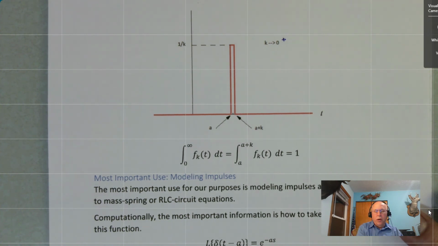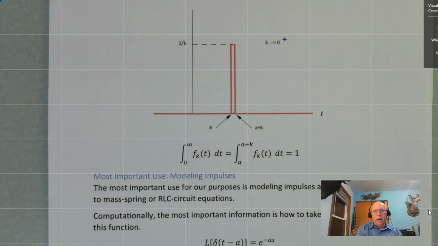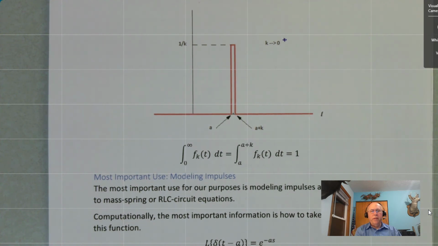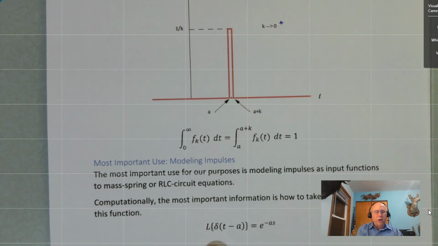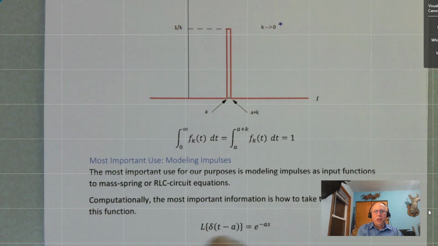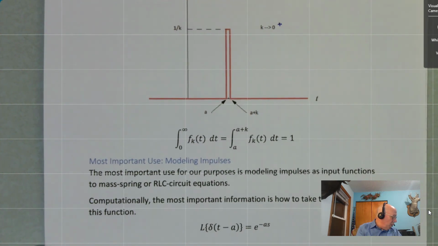and it would mean something like that. Or you can have something like this where you have an arcing behavior in a circuit, right? Over a very, very short period of time, a significant amount of energy can be imparted into the circuit, and how is it going to respond? Now, there is a formula for the Laplace transform of the Dirac delta function, and that's e to the minus as.